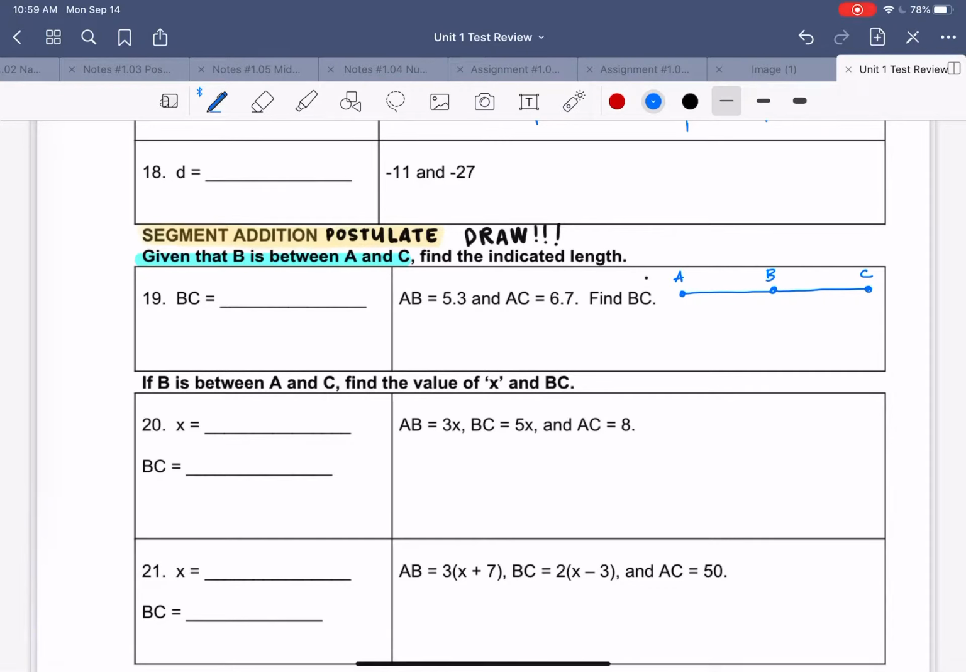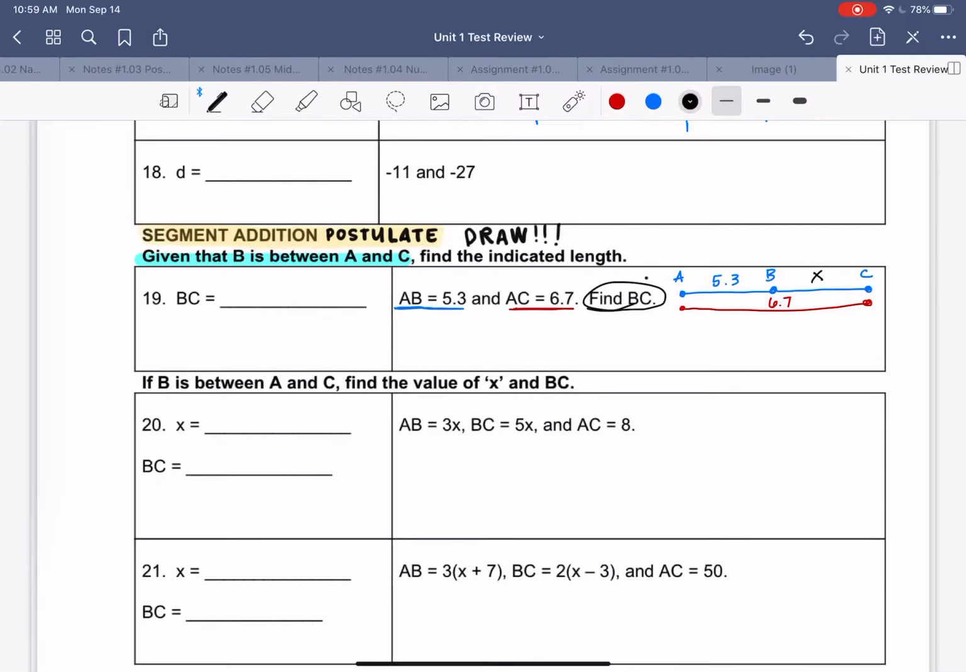It says AB, the distance between AB is 5.3. So this distance right here is 5.3. And it says AC is 6.7. So this whole distance is 6.7. So the distance I'm looking for is actually BC. So we're looking for a part.